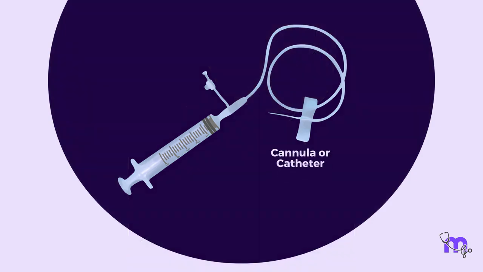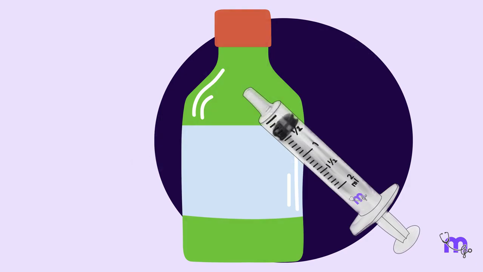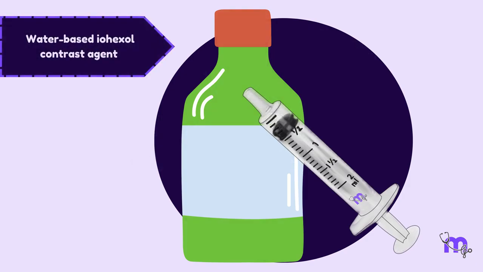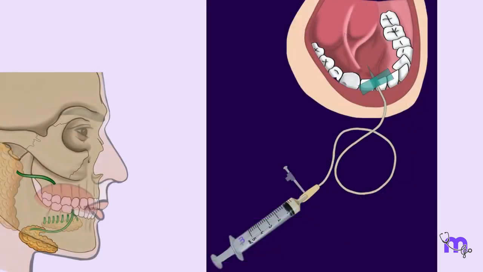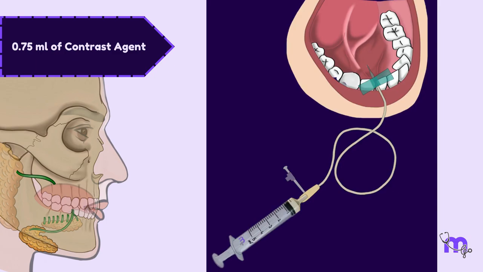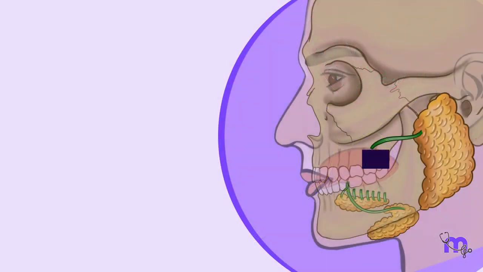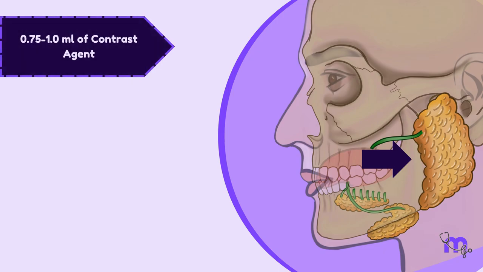This cannula, or catheter, was connected to a syringe containing a contrast agent by an extension tube. In this case, a water-based iohexol contrast agent called Omnipaque was used. Around 0.75 milliliters of the contrast agent was slowly injected over a few minutes until the patient felt a sense of fullness and tightness in the area around the gland. For the parotid gland, the amount of dye injected can vary between 0.75 and 1 milliliter.